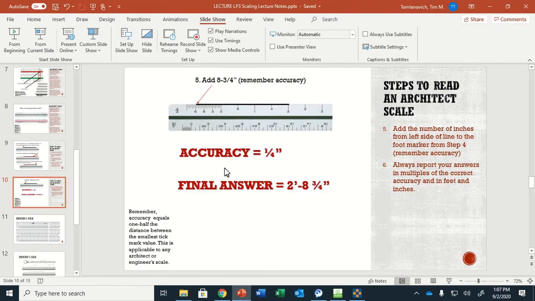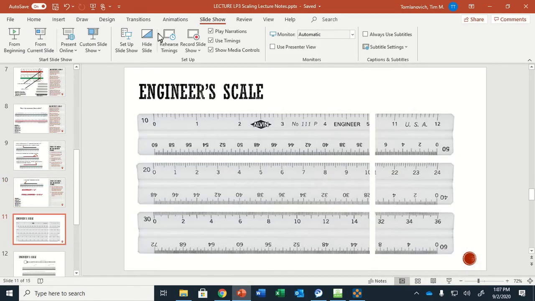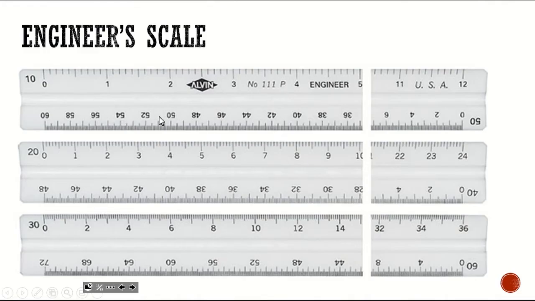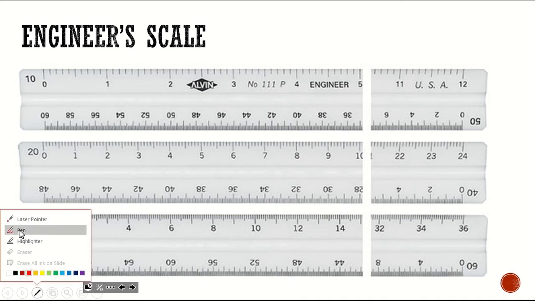All right, so let's talk about engineer scale now. Engineer scale, we're in decimals of feet, okay? So if I look here, 10, 20, 30, 40, 50, 60. I put a 1 here, this equals 10 feet. This equals 20 feet. That equals 30 feet, 40 feet, 50 feet. This is 1 inch. 1 inch equals 20 feet. So see how these line up right here?